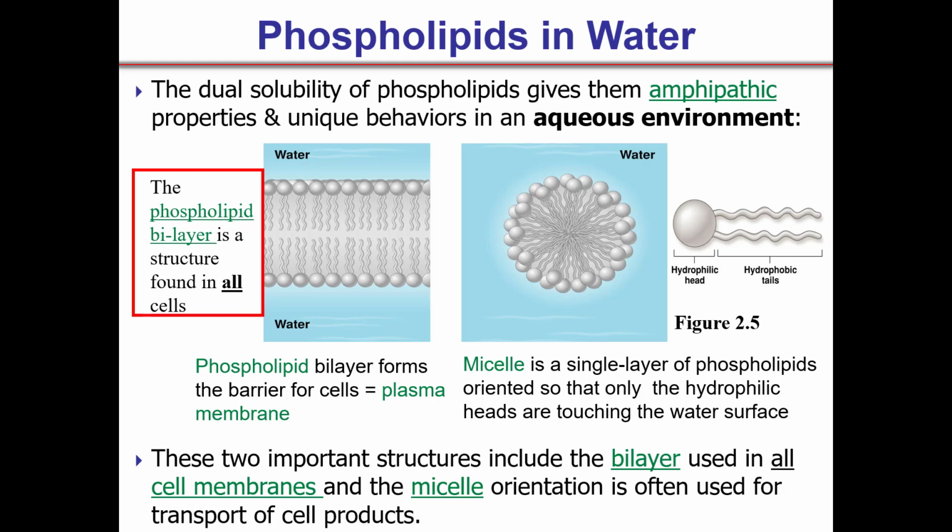So these 2 formations, either a bilayer or a micelle, which looks like a circle, will naturally happen when you add a phospholipid to water. So the sphere is touching the water. The water-soluble portion with the phosphate group loves water. So the circles that are attached to the tails point towards the water, and then the fatty acid tails like to point away from water because they're hydrophobic, which means water-fearing. So these are the 2 orientations that naturally happen with phospholipids in water.